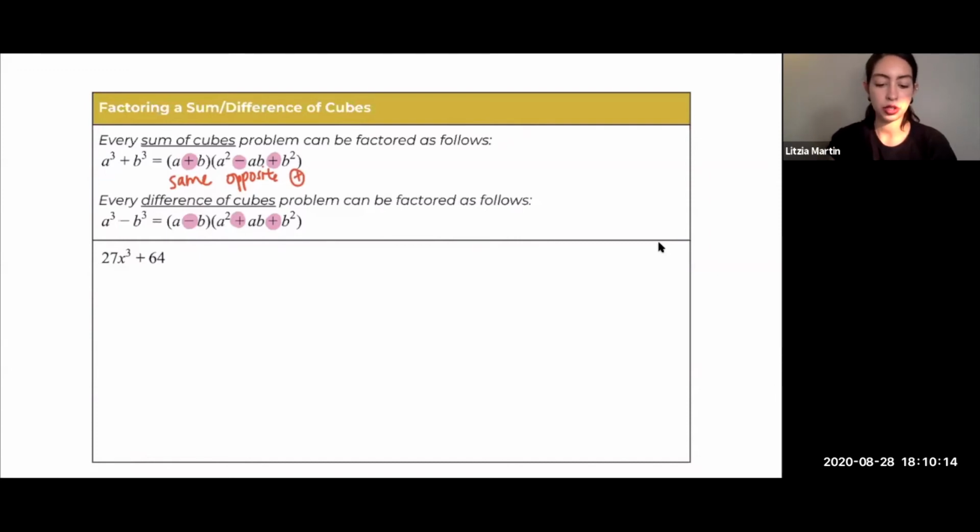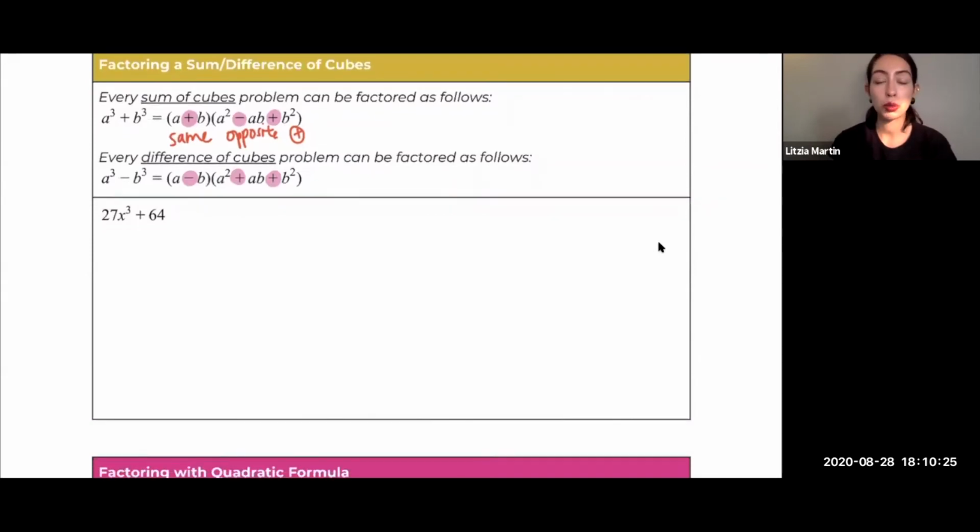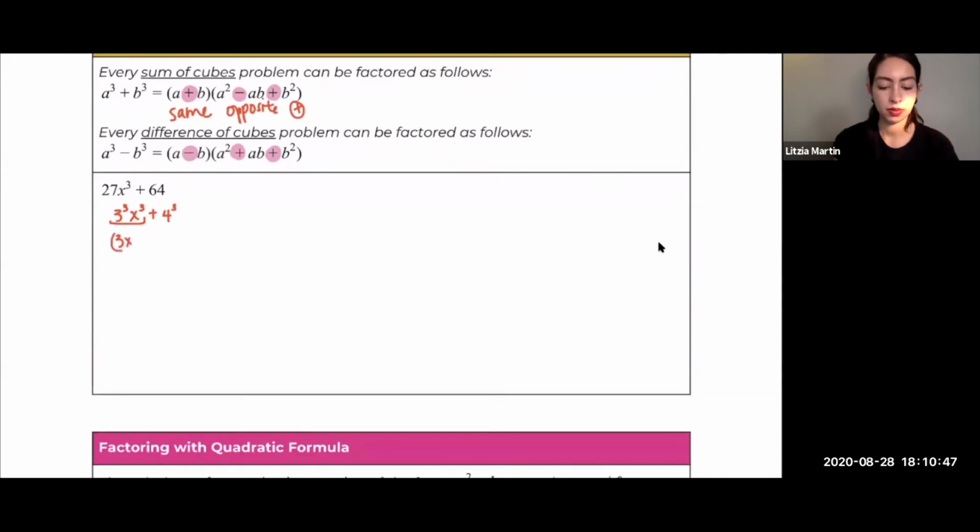And now we're going to take a look at an example here. We've got 27x cubed plus 64. So I need to think, is 27 a cube? Well, 27 is actually 3 cubed, so it is. And we've got x cubed, and 64 is going to be 4 cubed. So these are all cubes. I'm going to put the ones where we have 2 cubes together in parentheses, just like that. And now we're going to follow the pattern.